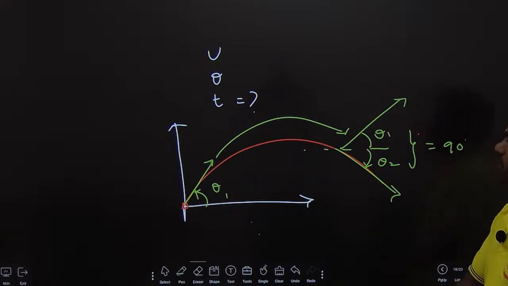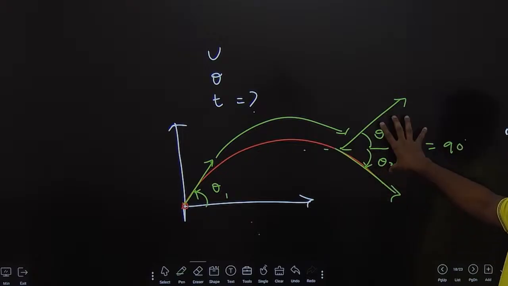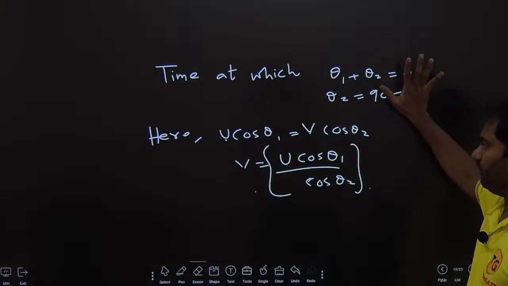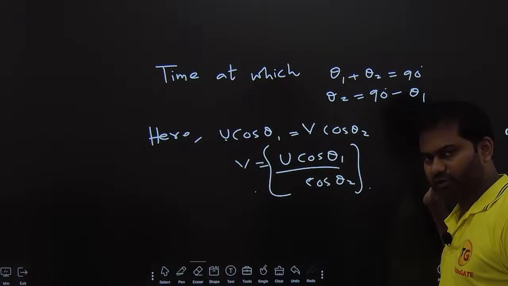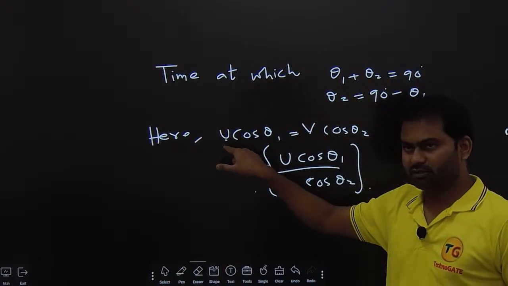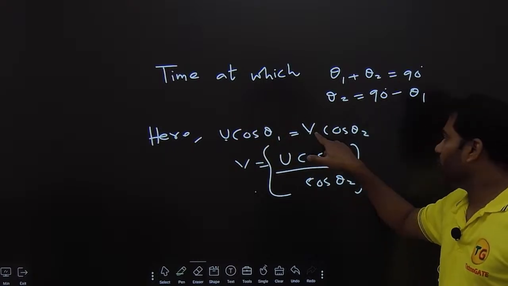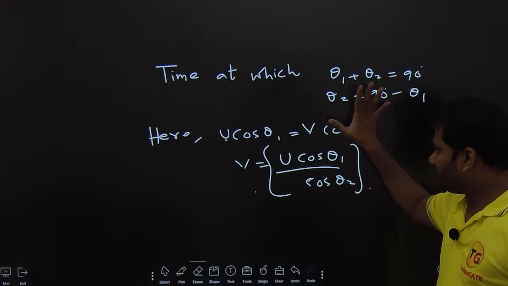You can see, theta 1 is the initial inclination, theta 2 is the other one. Both should add up to 90. That's the condition. So we got the first condition that theta 1 plus theta 2 is 90, so theta 2 is 90 minus theta 1. Now, the horizontal component of velocity will not change because there is no acceleration. So the horizontal initial velocity is u cos theta 1, and after time t it is v cos theta 2. From that we got the value of v.